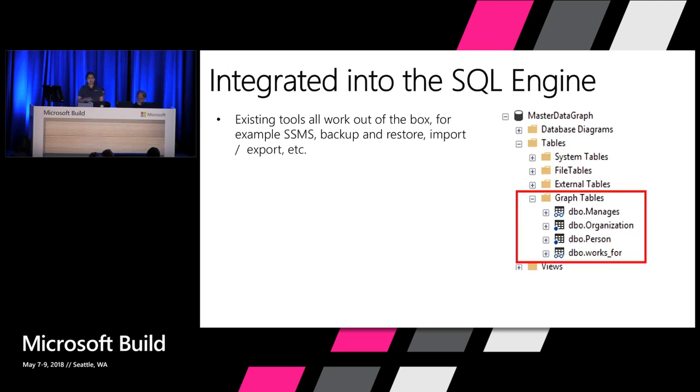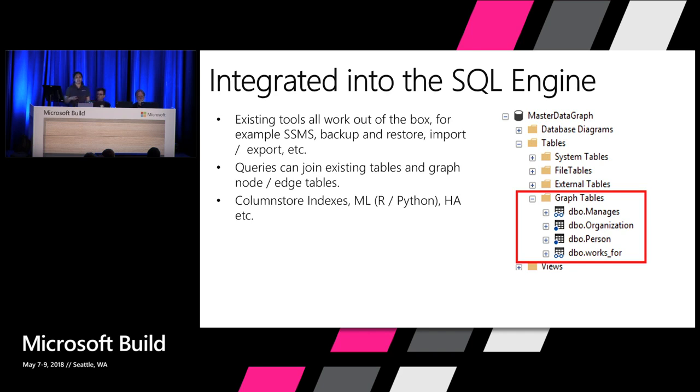Like I said, this is completely integrated inside the SQL Server engine. So tools like SSMS, backup and restore, import, export, everything just works out of the box. Your queries can now join your relational and graph tables to each other. So let's say you have your relational schema and your graph schema in the same database, your queries will be able to join them together for any reporting purposes that you might need.